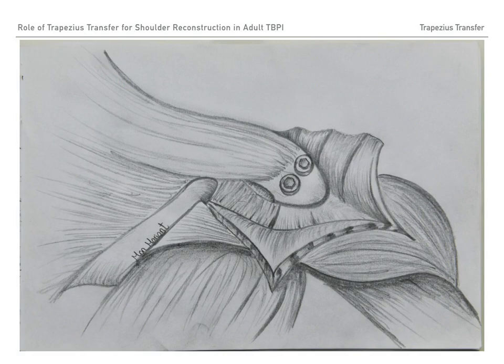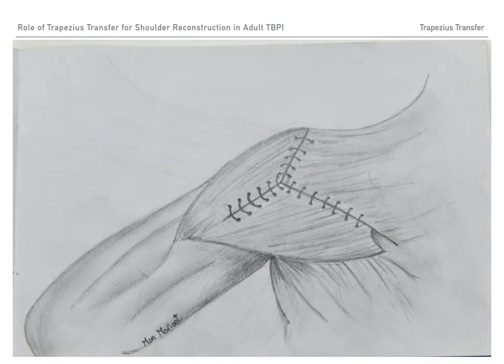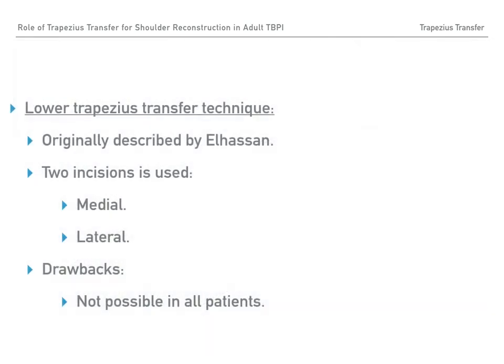This drawing is showing fixation of the transferred trapezius with its acromial attachment to the proximal humerus as described by Saha. And this drawing is showing suturing of the deltoid over the transferred trapezius as described by Rahman.